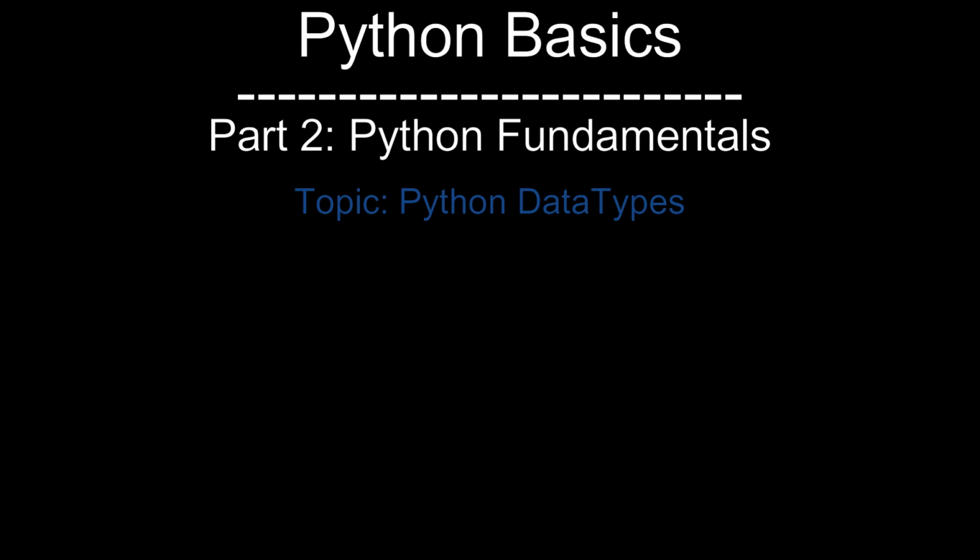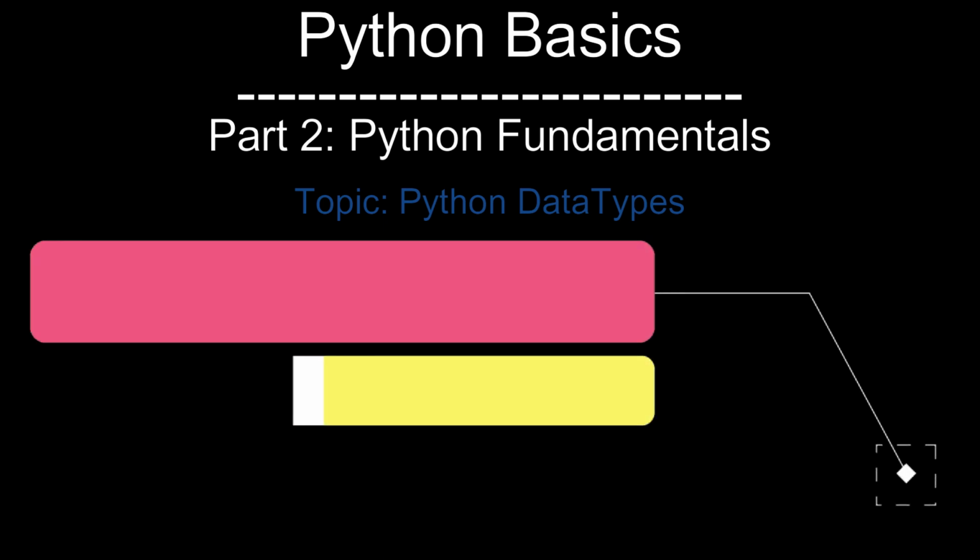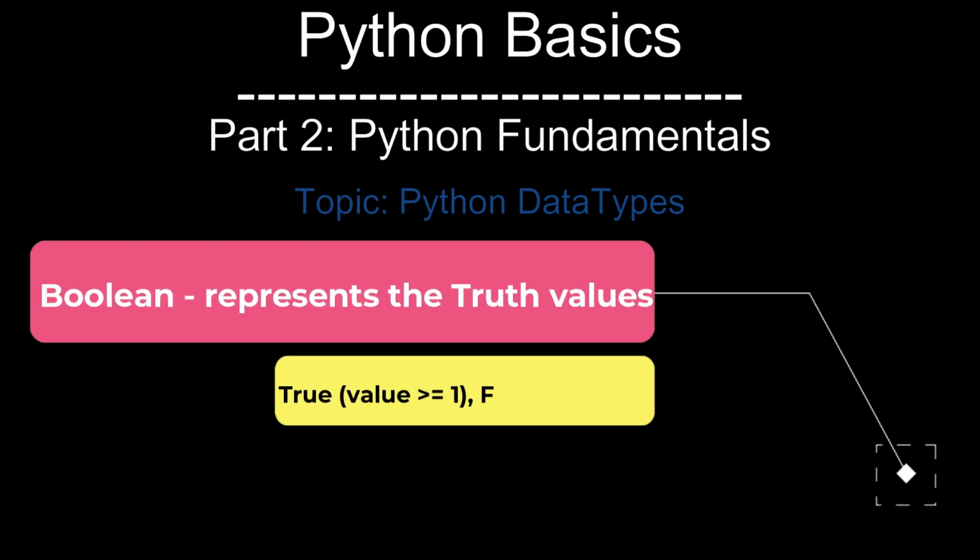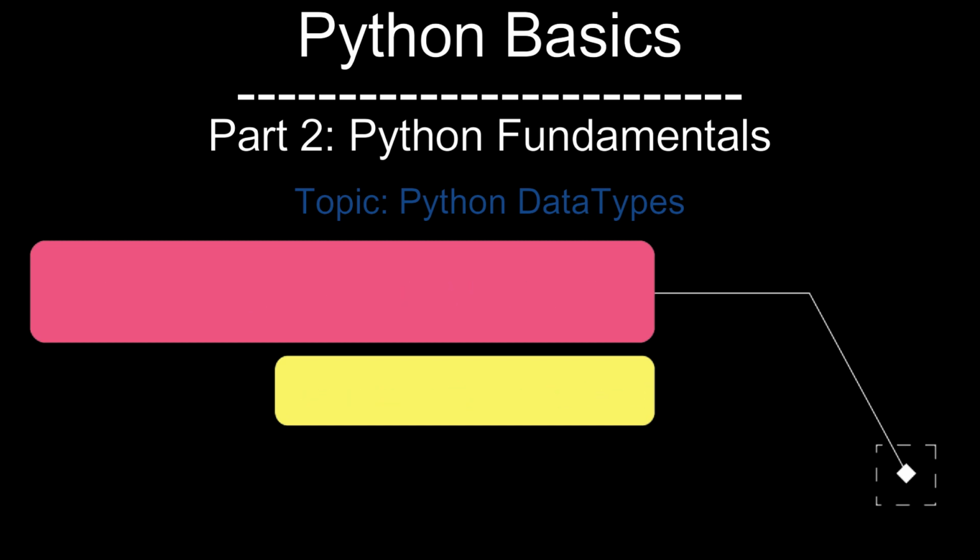The other one is the boolean. Boolean represents truth values, that is True or False. They always start with a capital letter: True starts with an uppercase T, and False with an uppercase F. They are often used in conditional expressions and logical operations. We're going to learn about that later.